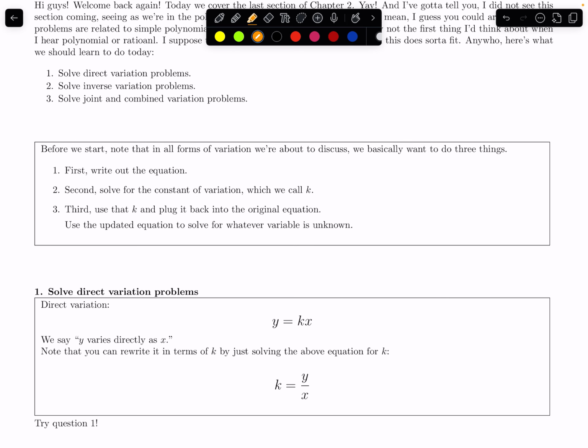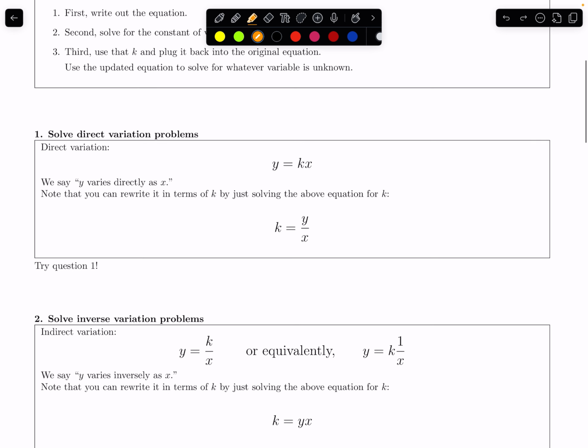When you approach a variation question, you have 3 steps to do, and this applies to all types. First, you write out the equation, whatever format it comes in. Secondly, you solve for the constant of variation, and we usually label that k for constant. Third, use that k and plug it back into the original equation, so now you have the actual number. You're not going to plug in k anymore, you're going to plug in whatever number, if it's a 3 or a 5 or 2 or a half. And then finally, use that updated equation to solve for the thing that you want to know that's missing. That's going to pretty much apply every time.